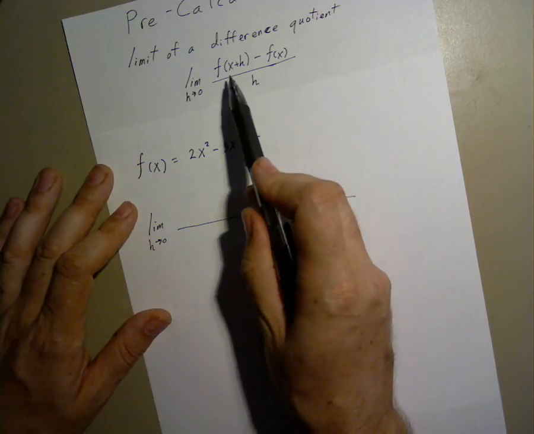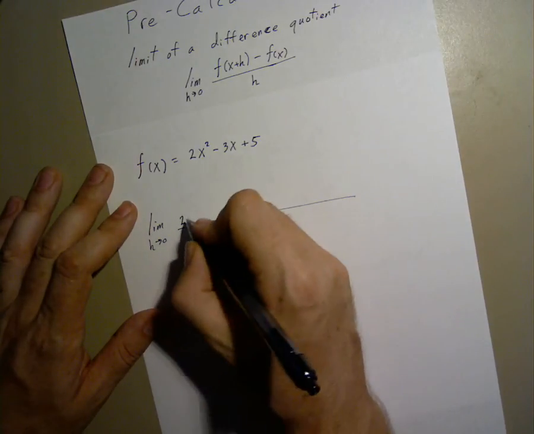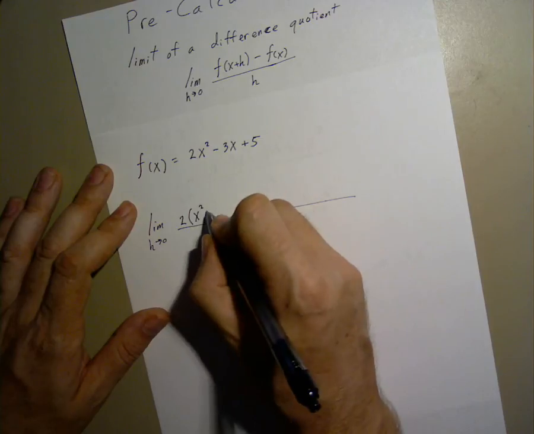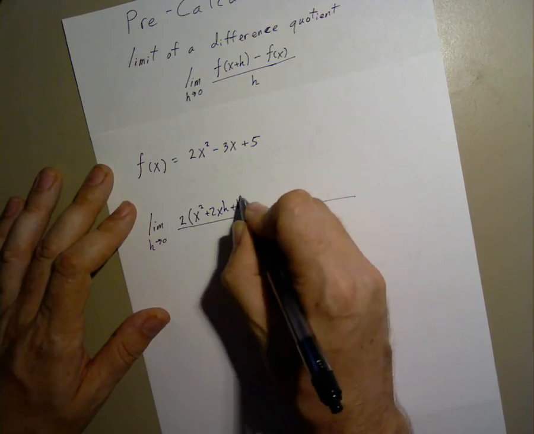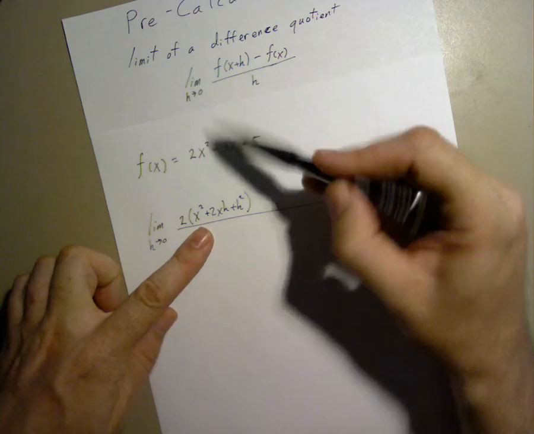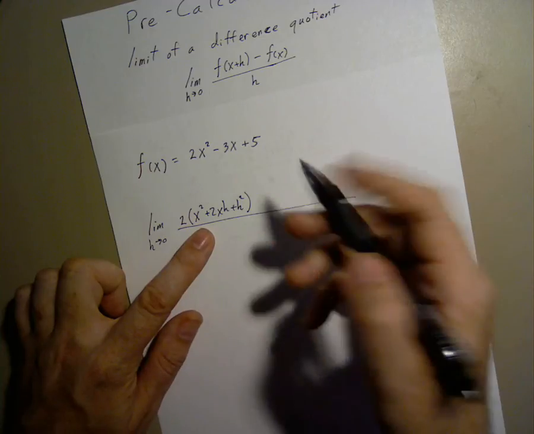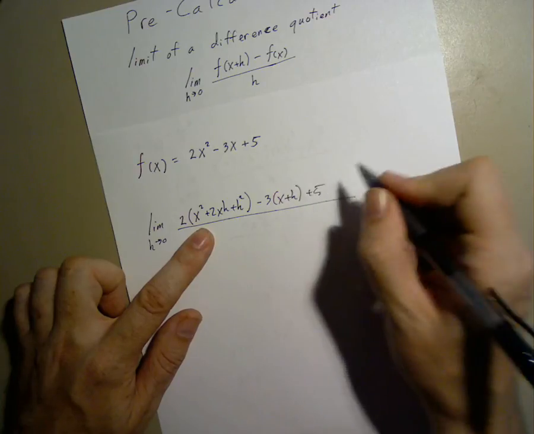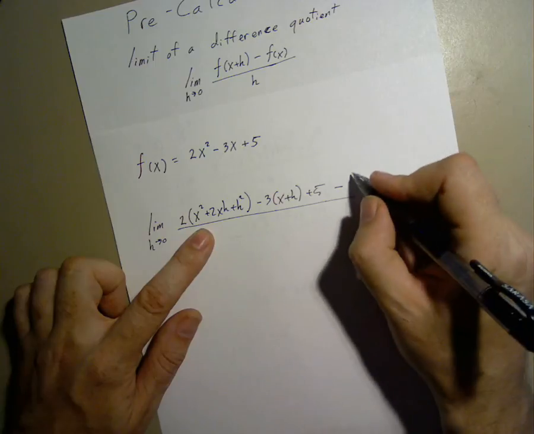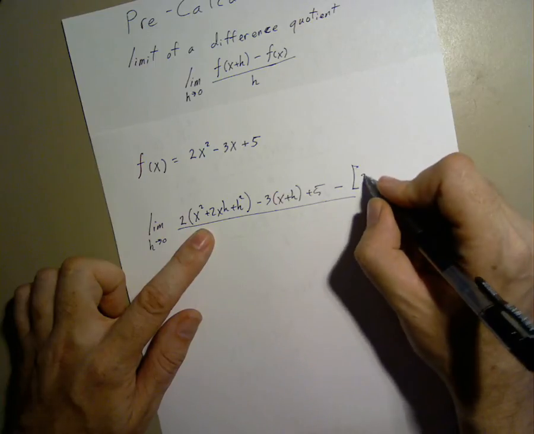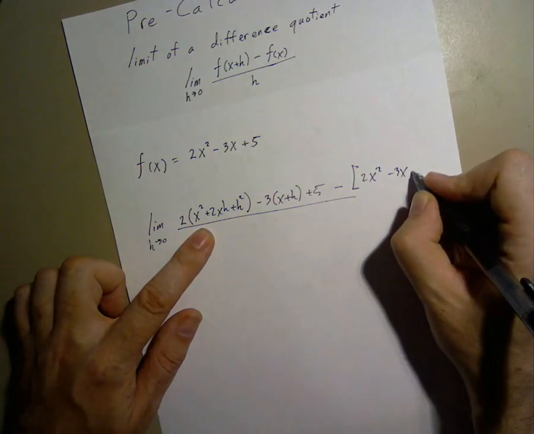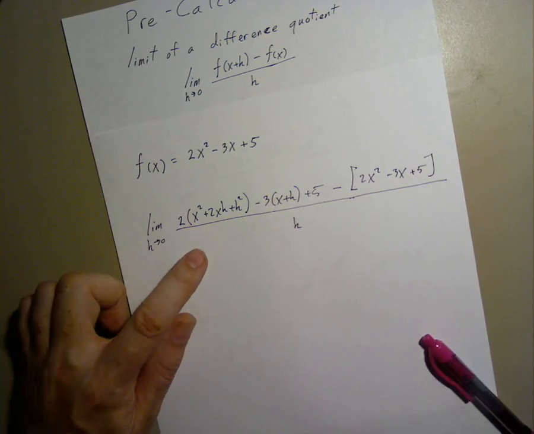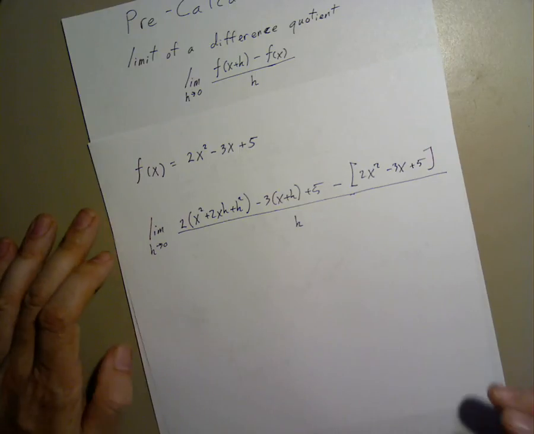So f of x plus h is 2 times x squared plus 2xh plus h squared. That's 2 times the square of x plus h, minus 3 times x plus h, plus 5, minus, put it in brackets, 2x squared minus 3x plus 5, close bracket, divided by h. From here, the crucial part is to simplify carefully.